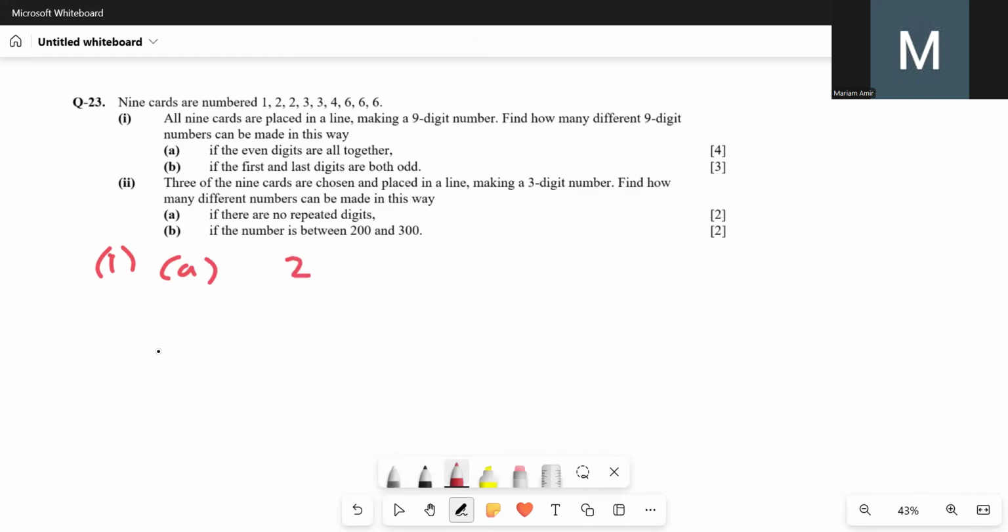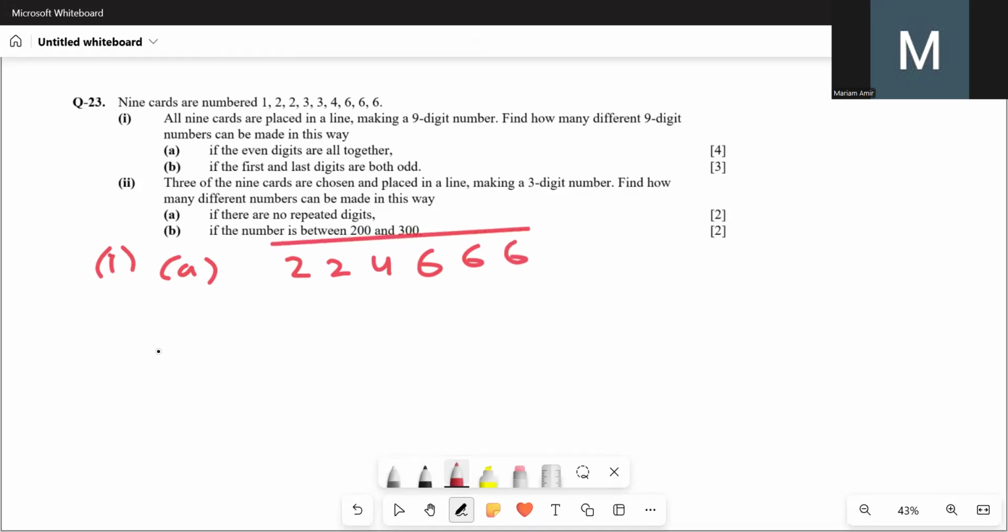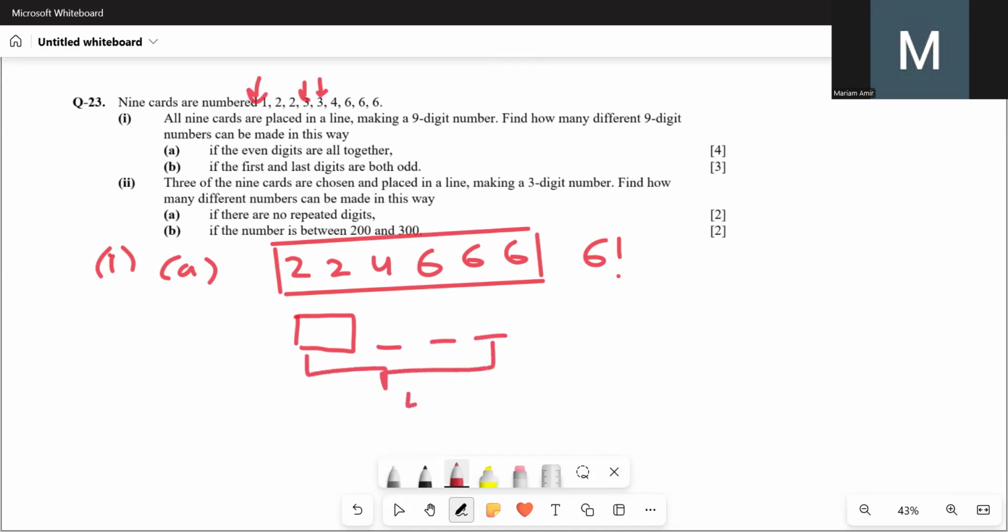Even digits would mean 2, 2, 4, 6, 6, and 6. These would be all together and their arrangement would be 6 factorial because these are 6 numbers and they have 6 available slots, so 6 factorial. Now, next we will consider this as a single number and then we're left with 1, 3, and 3. And altogether these would be 4 factorial because 4 numbers have 4 slots. So the final answer would be 6 factorial times 4 factorial.